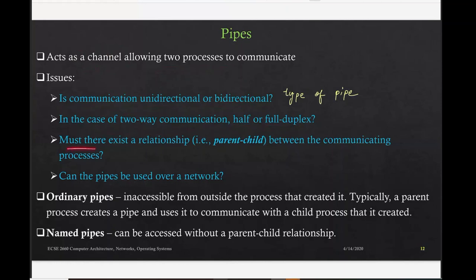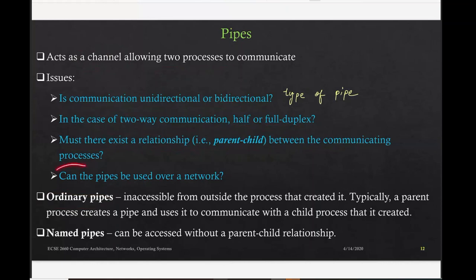Next, another question is, should you have a parent-child relationship between the communicating processes, or does such a constraint not exist? For example, if you're talking about ordinary pipes, that has to have a parent-child relationship between the communicating processes. But for named pipes, such a relationship does not need to be there.